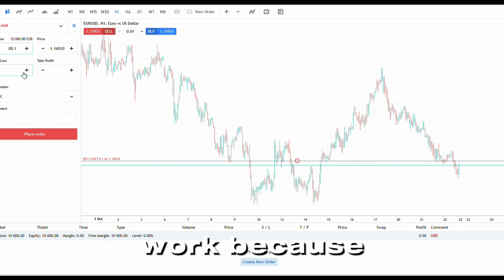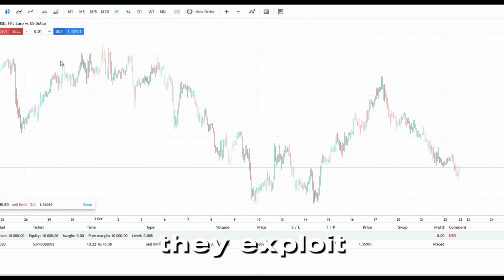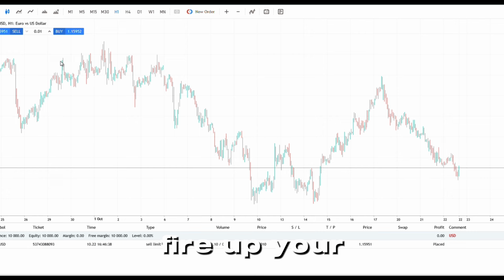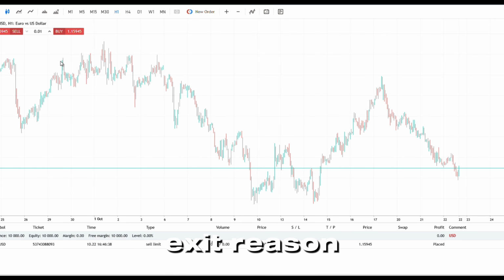These setups work because they're institutional traps, not retail patterns. They exploit liquidity and psychology, not hope. Tomorrow, fire up your charts at 9:30 a.m. Watch for that first spring trap or volume void breakout. Journal every trade, entry, exit, reason. Which setup's calling you, spring trap or rejection stack?